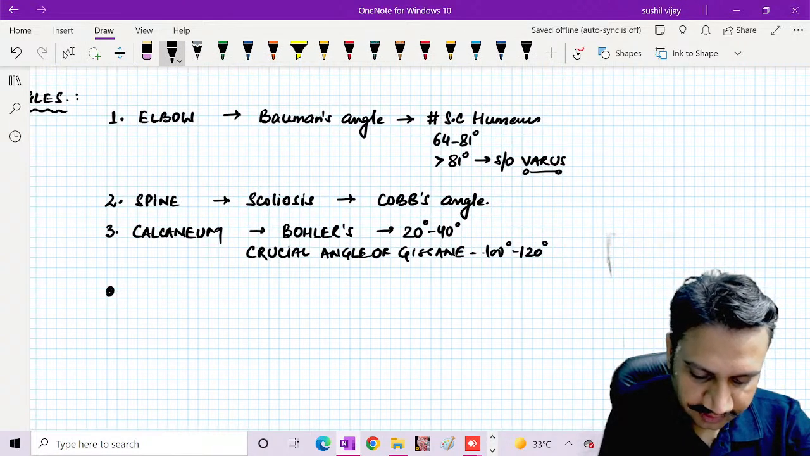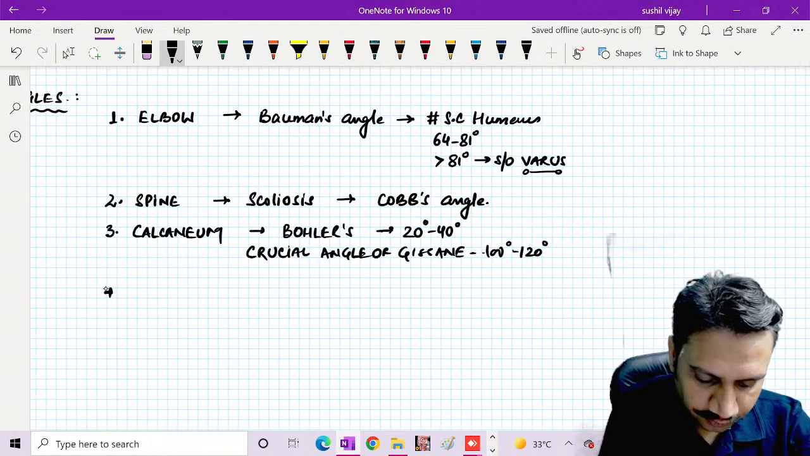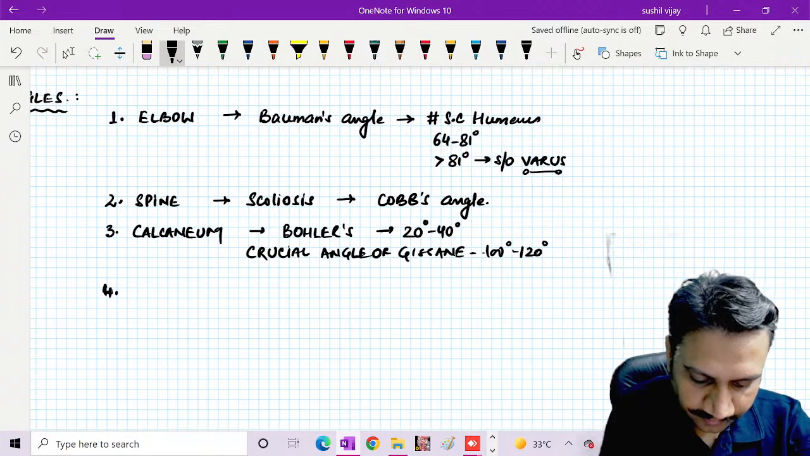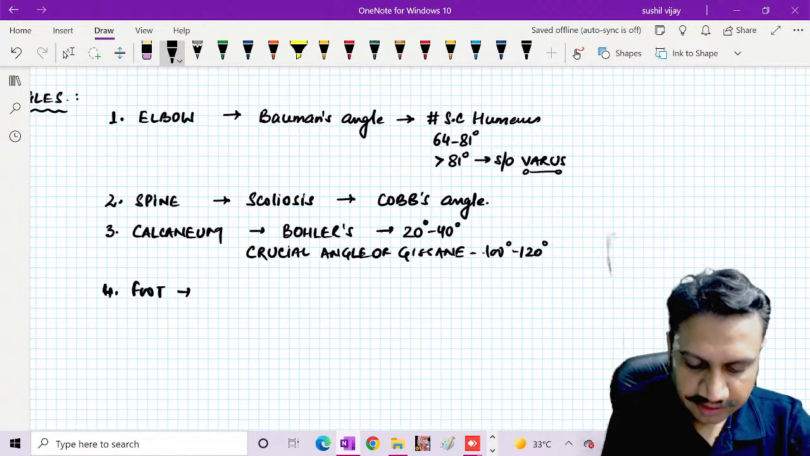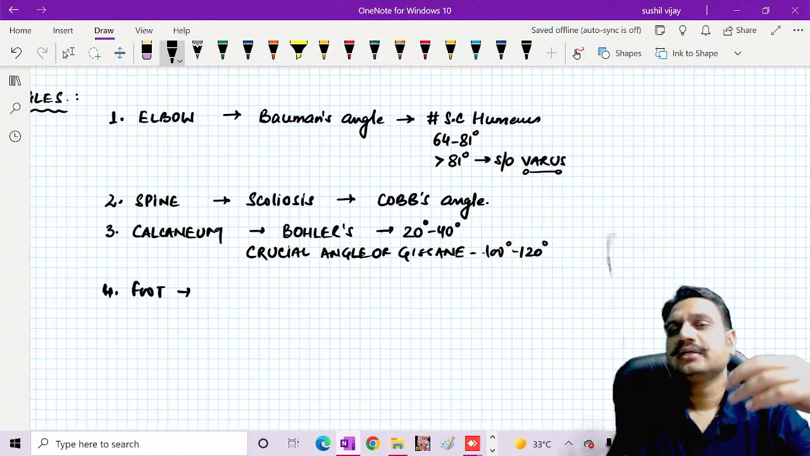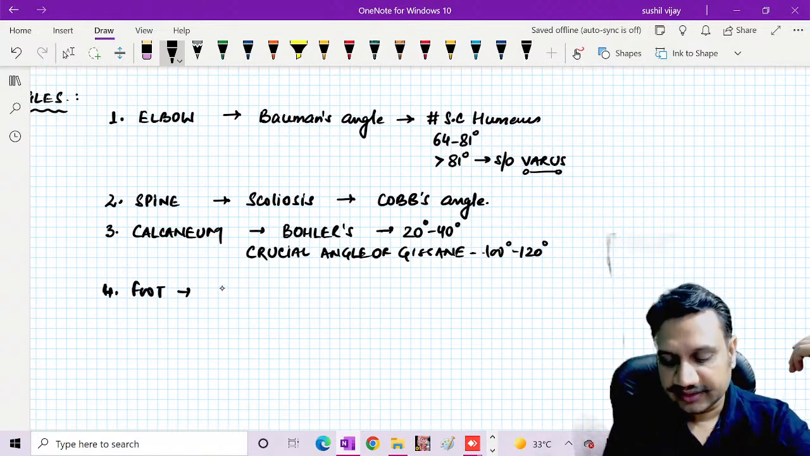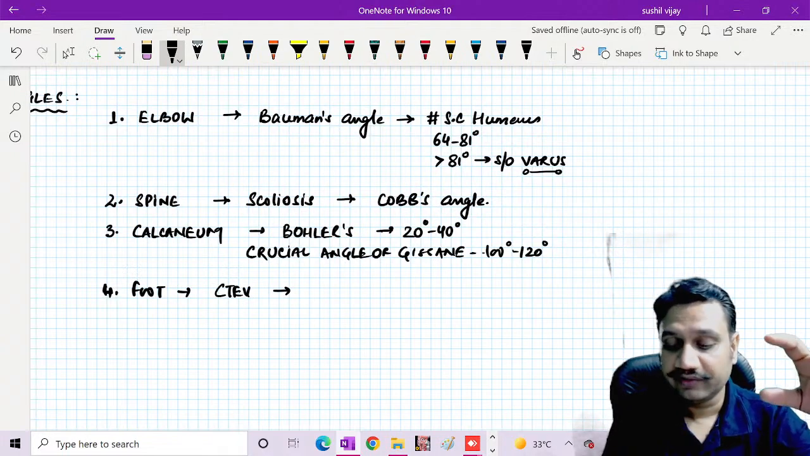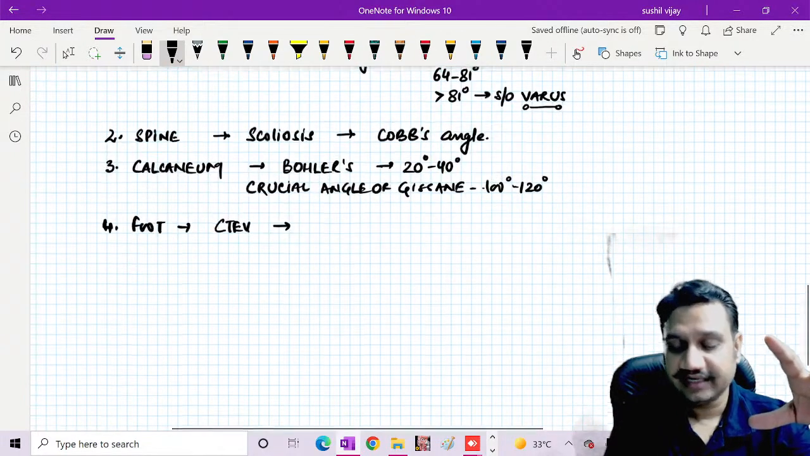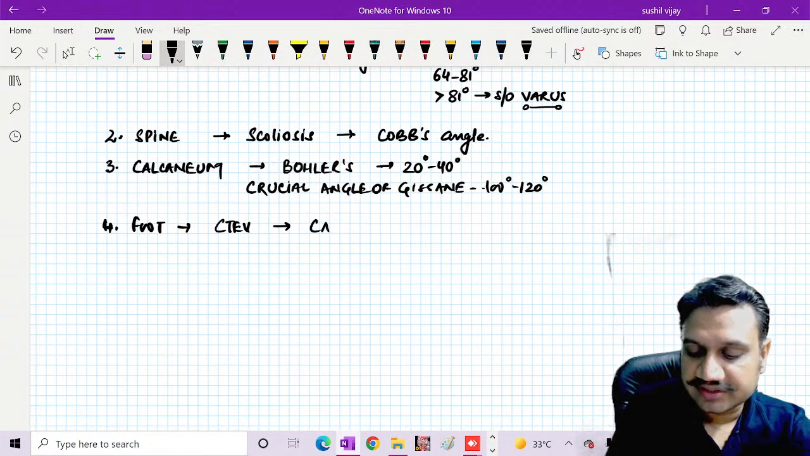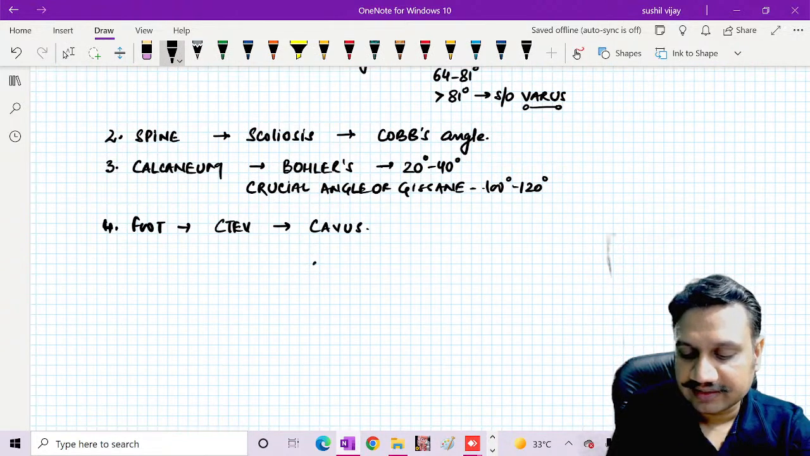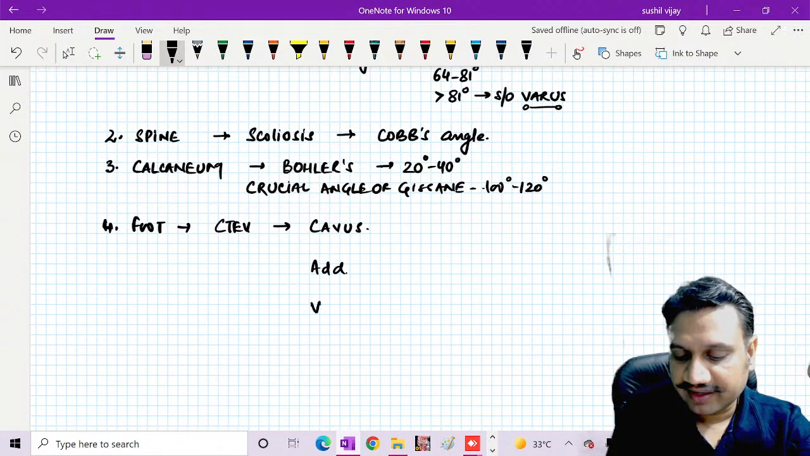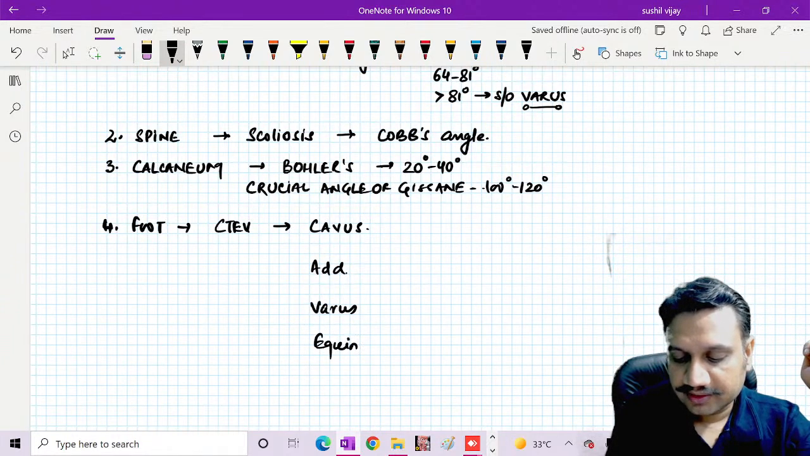And then the fourth one is around the foot area. What are the angles that can be seen in the foot? Basically they are related to the CTEV components, right? So in CTEV, what are the named angles? I believe that you have learned the angles of CTEV. What angle do we see for cavus? What angle do we see for adductus? What angle do we see for varus or equinus? I believe that you already know about it.